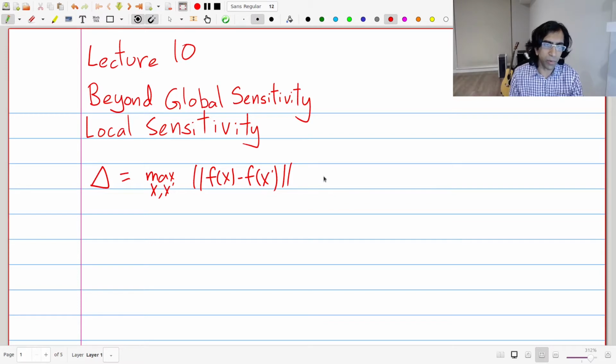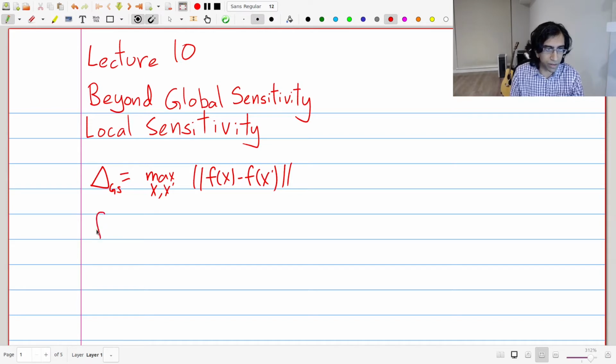However, this might seem a bit wasteful because, in fact, when we're adding noise, we're not adding noise to just any data set in the entire domain. We're adding noise to a very specific data set x. So naturally, the idea you might have is to look instead of the global sensitivity. I'll just write this GS for the global sensitivity for now. Instead, you might think of looking at the local sensitivity of a function.